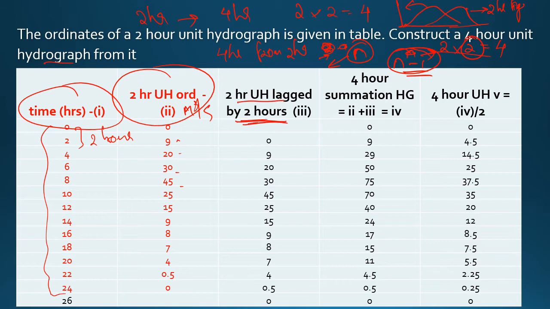Now lagging means simply we draw the hydrograph by skipping it from 0 to 2 hours. So we will start this hydrograph from 2 and draw it completely. So when we illustrate it as a table, the 2-hour hydrograph, just lag it by 2 hours, means simply skip this one row.